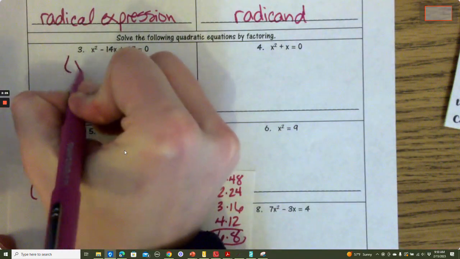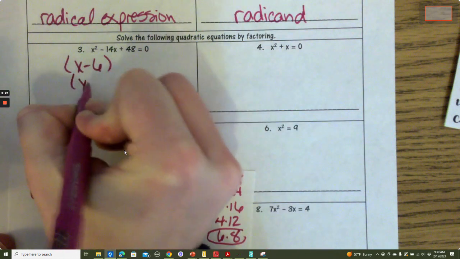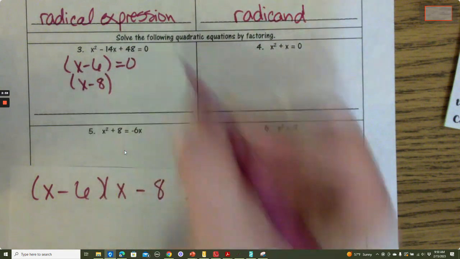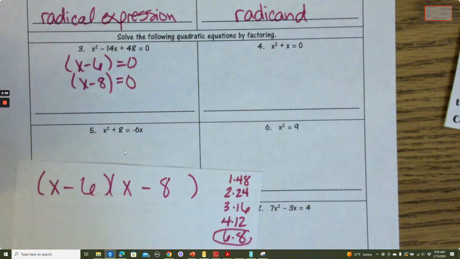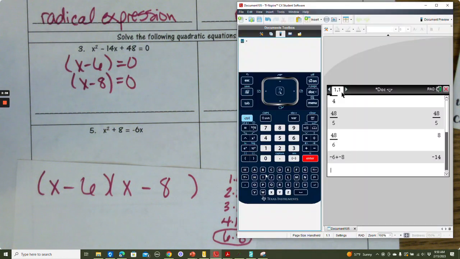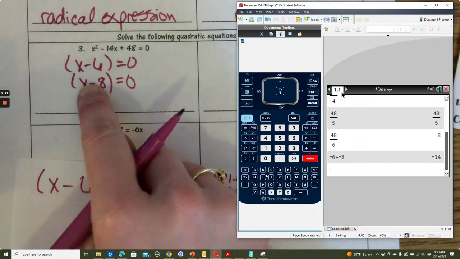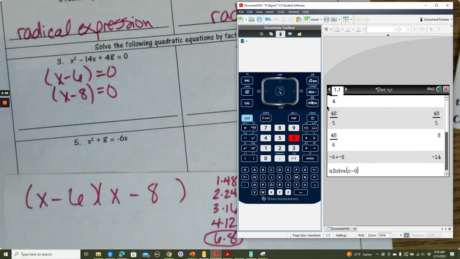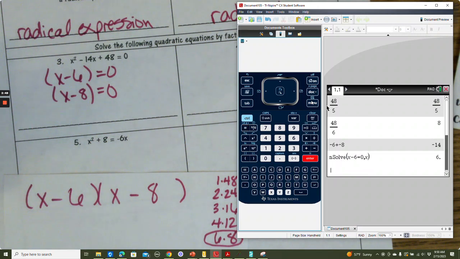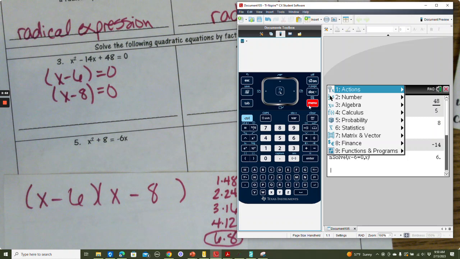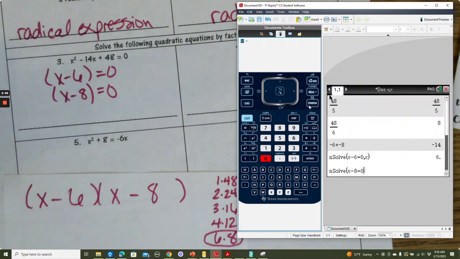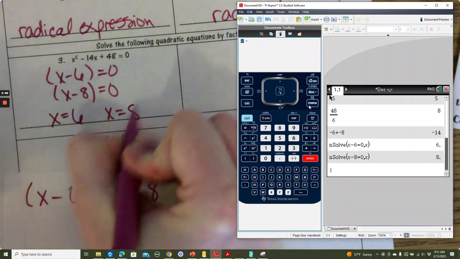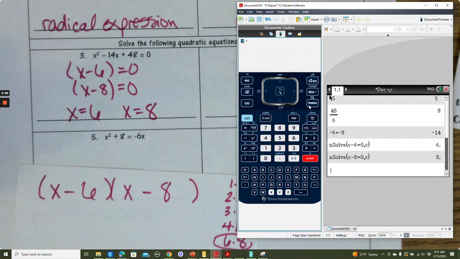So if I know my factors, I can solve this. And what I do is I take those factors and I set them equal to 0. Okay, and then I can just solve them. And some of y'all can look at them and go, oh, this one's 6, this one's 8. If you need to do it in your calculator, do menu 3, 1. X minus 6 equals 0, comma x. And then do it for the other one. X minus 8 equals 0. But that's solving a quadratic equation by factoring.